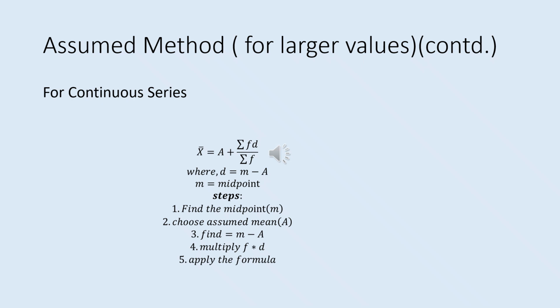Now the steps to calculate the arithmetic mean in the assumed method for continuous series. Here the first step we will require is to find the midpoint m. The second step is that we will have to choose the assumed mean. The third step is to find the deviation m minus a, and the fourth step is to multiply the frequency with the deviation. Lastly, we require to apply the formula x bar is equal to a plus summation of fd by summation of f.